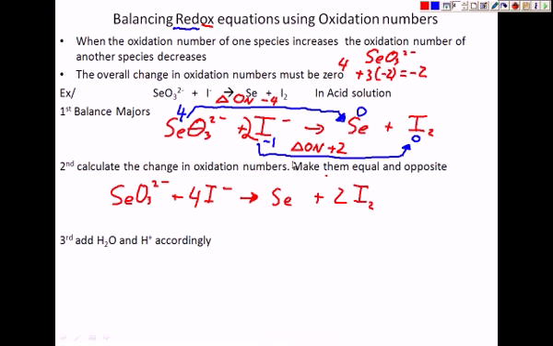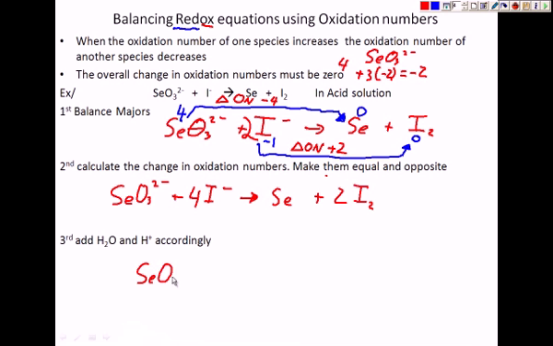Now what we see here is that the change in oxidation number of Se is minus 4, and the change of oxidation number in I minus is equal and opposite, or plus 4. So this one is gaining 4 electrons, and this one is losing 4 electrons. Okay? And now what we need to do is add H2O to balance the oxygen, and H plus. So I'm going to rewrite this equation one more time.